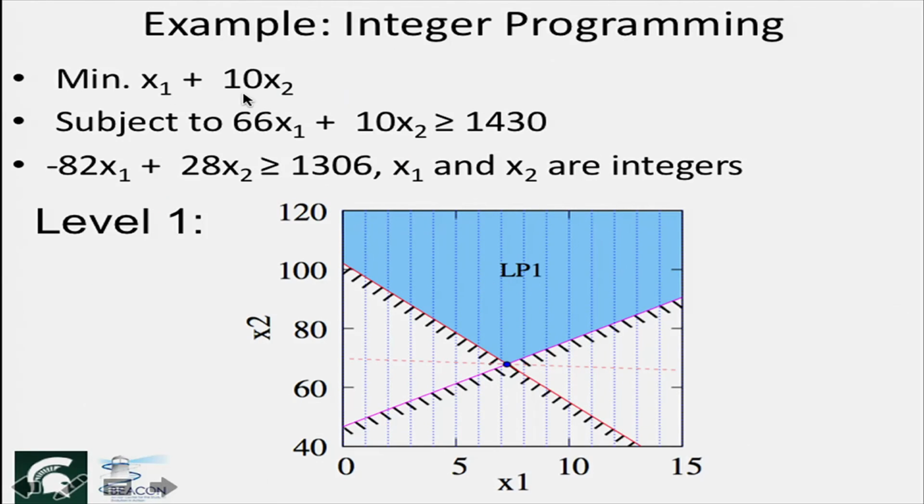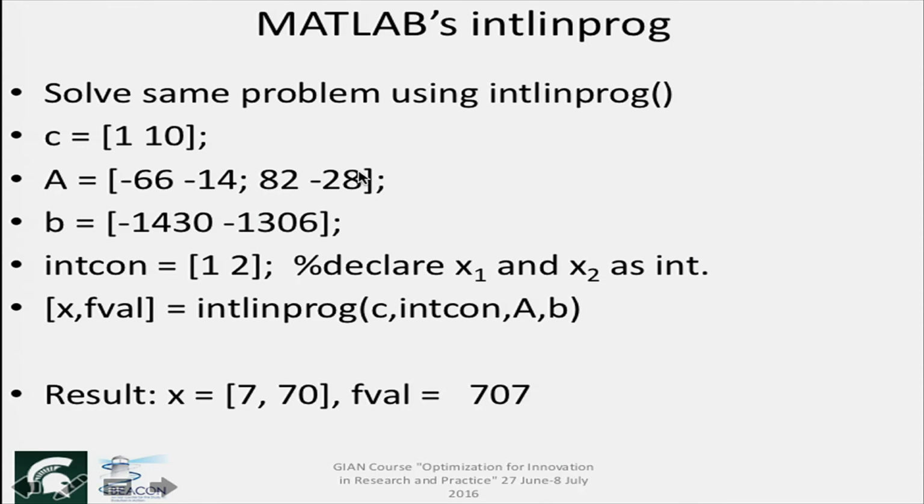1, 10, right? And then the constraints are greater than or equal to, so I have to multiply it by -1. So minus 66, minus 10, right-hand side is minus 1430. This will be plus 82, minus 28. You understand, right? So let's see if I've done it properly.